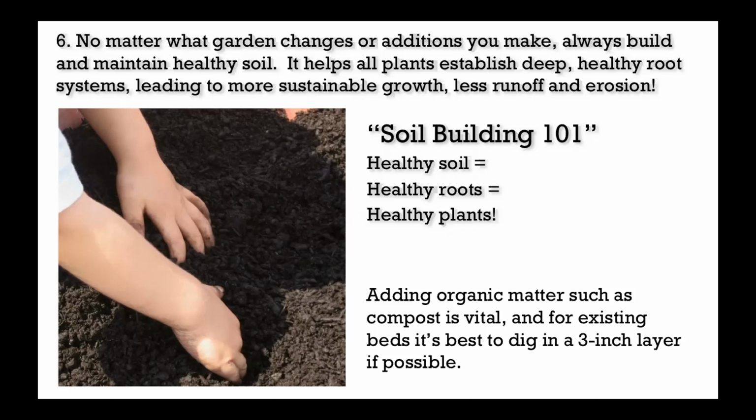So if you're building a new bed, you can dig in that 3-inch layer of compost or other organic matter fairly easily. If you want to add organic matter to an existing bed that's already full of trees and shrubs, then you don't want to disturb those roots. So you can mulch with the compost and let the earthworms and the rain gradually work it in.